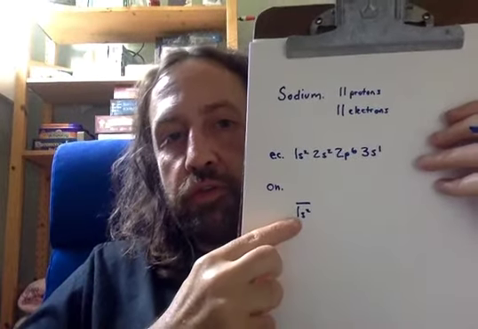Now, if I want to do the orbital notation, I'll show you how to do that. You just write 1s2, which is your first orbital, and then you put in the electrons. And you do an up and a down. And then 2s2, up, down. Okay?